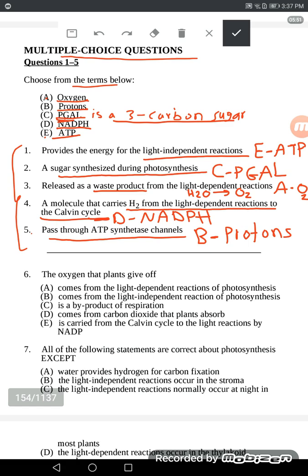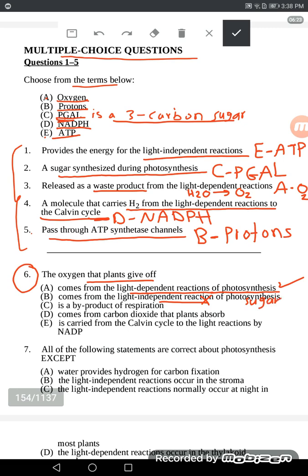Let us read the question again. Question number 6. We say that the oxygen that plant gives off comes from the light dependent reaction of the photosynthesis. Already we explained that and we agree with this statement, but we have to read the other choices. It comes from light independent reaction. This is not true, as we know that from light independent reaction sugar will be produced, not oxygen.